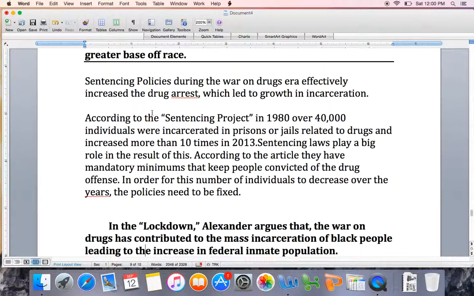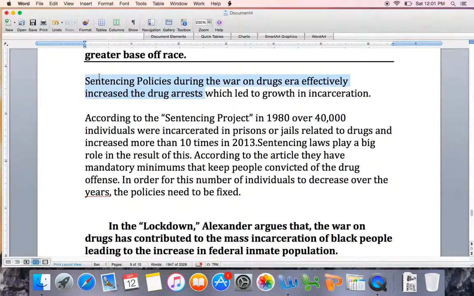Sentencing policies during the war on drugs era effectively increased the drug arrest. Now again, multiple arrests, right? There's not just one, so you need to pluralize, which led to growth and incarceration. Which clauses? They don't need commas to separate if it is preceded by an independent clause.